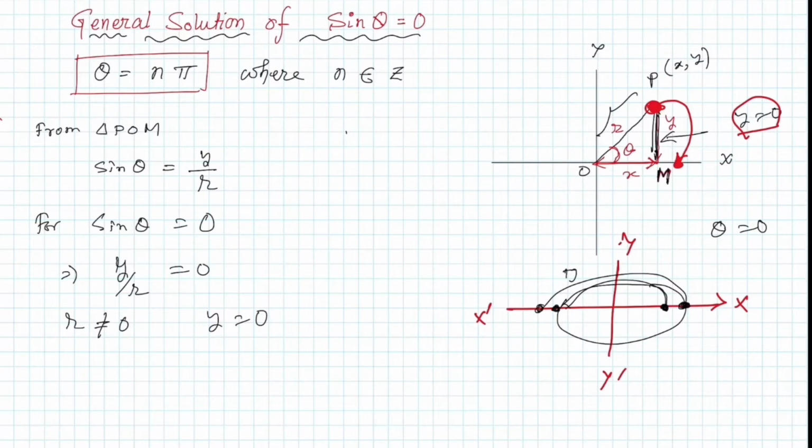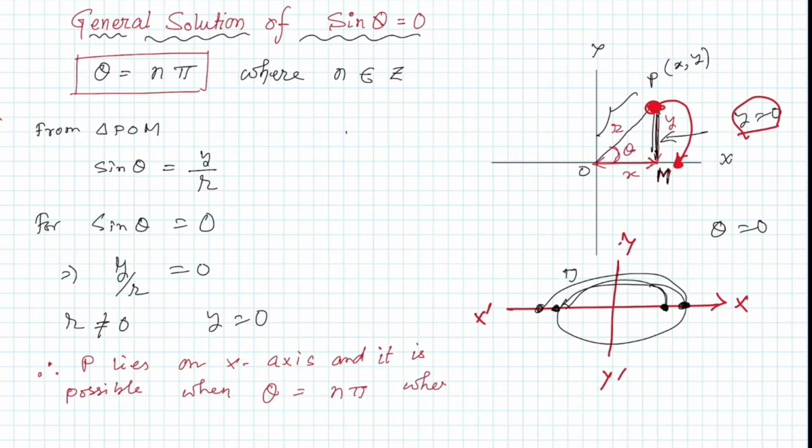Therefore, P lies on the x-axis, and it is possible when theta is equal to n pi, where n belongs to Z. So we can say the general solution is theta is equal to n pi.